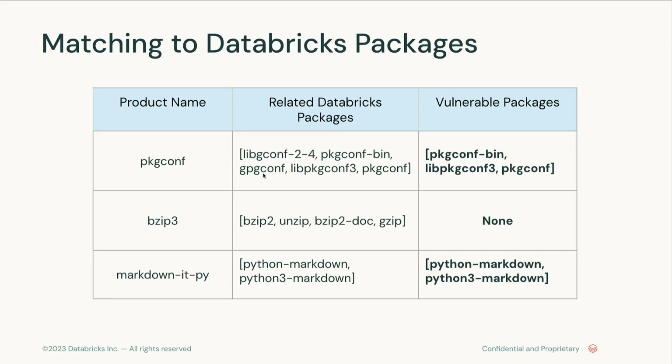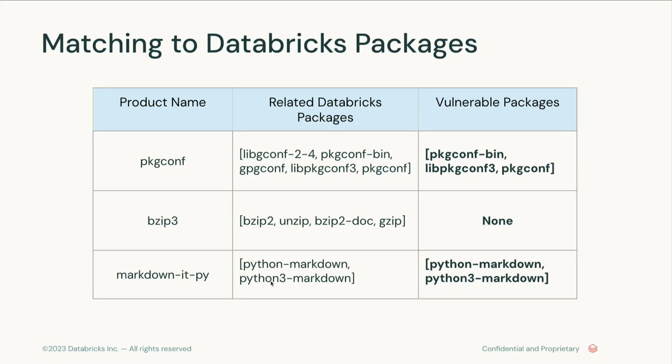Maybe these are not related at all, even though they look semantically similar to this, but they might be different libraries altogether. Similarly here, this is interesting because if there is a vulnerability in bzip3, it says these are all related packages, gzip, unzip, and all that stuff, but it says none of them are vulnerable. There's only vulnerability in bzip3, but bzip2 is not vulnerable.